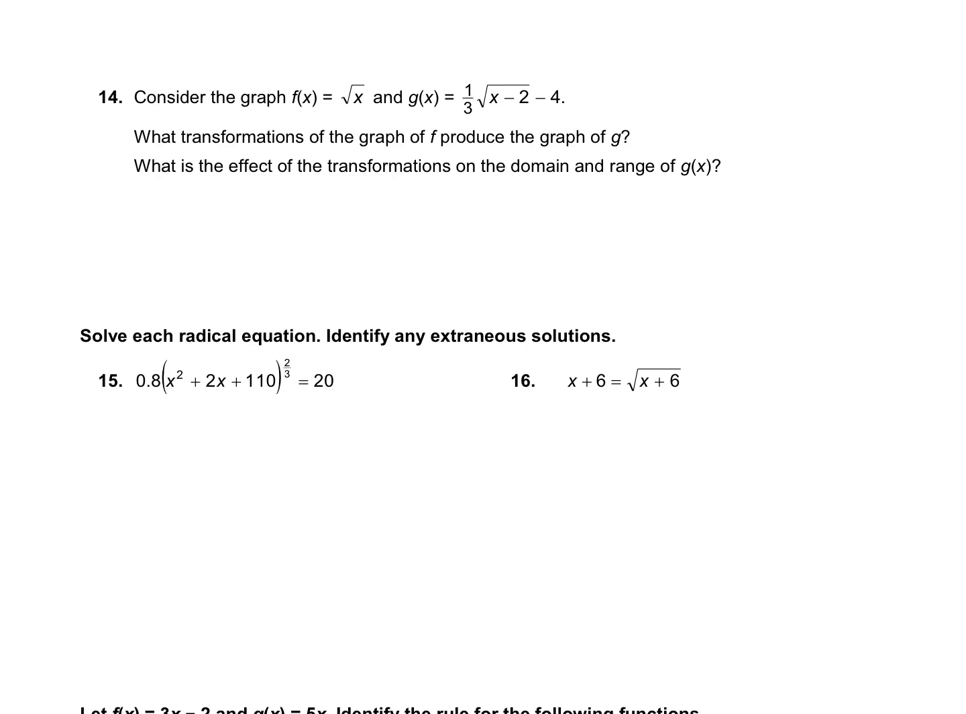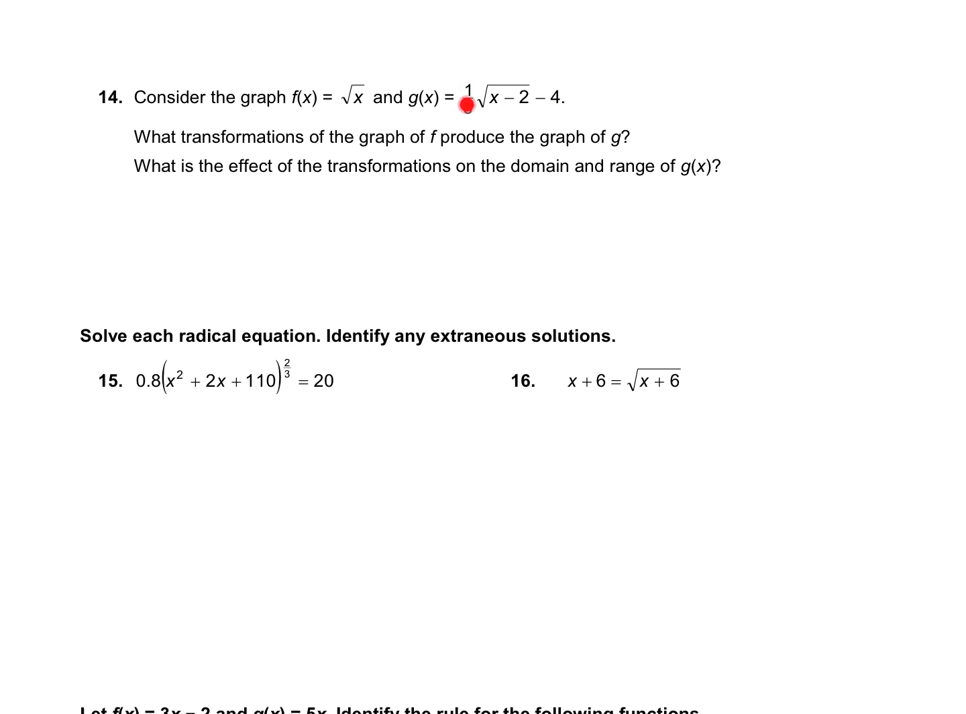All right, number 14, we're still talking about the graphs of our functions. f of x is a square root of x function. g of x, we have done some things to it. We are shifting it to the right 2 units, down 4 units.